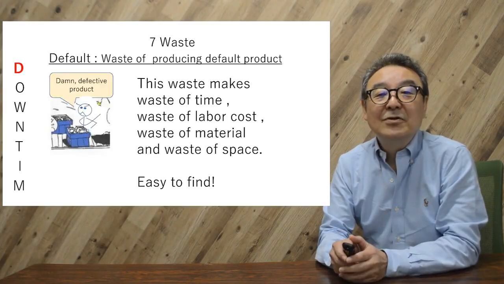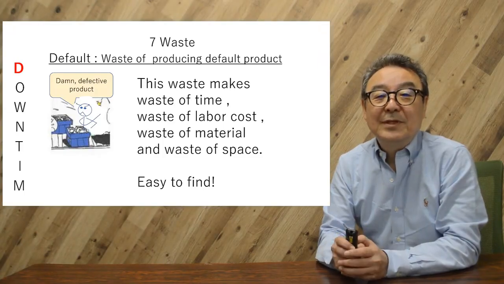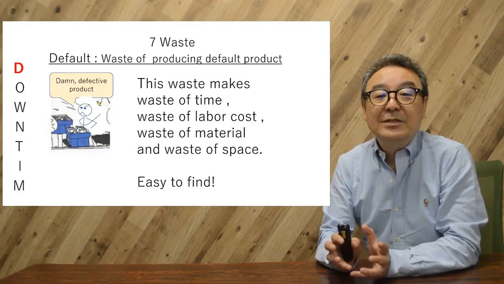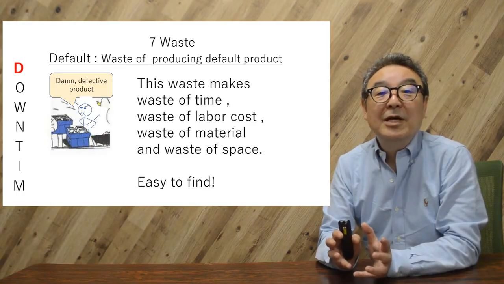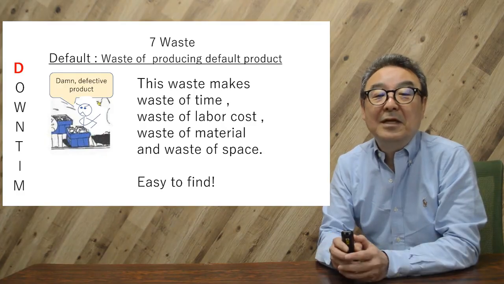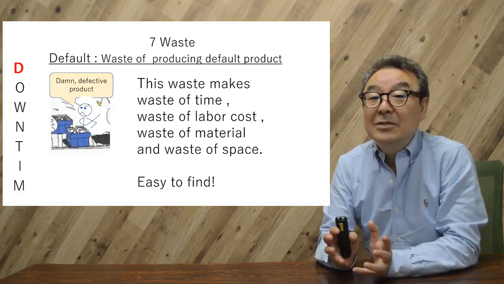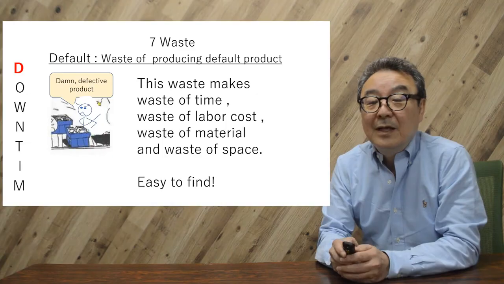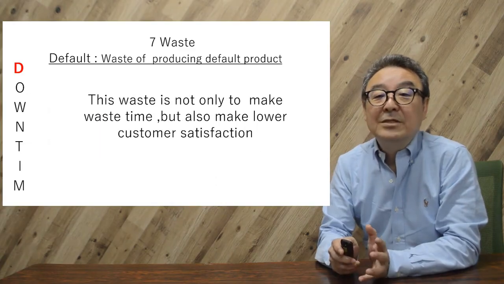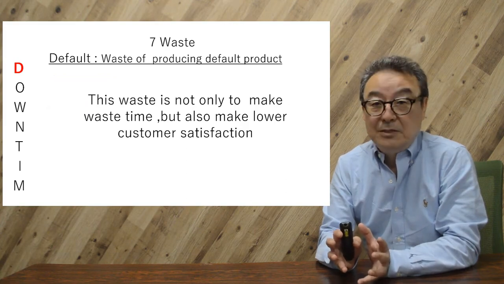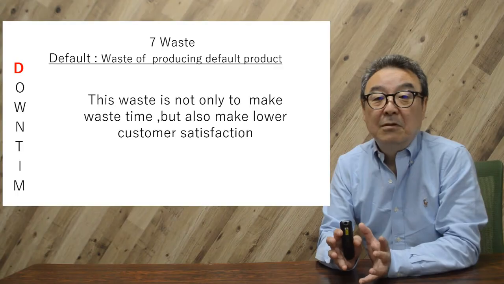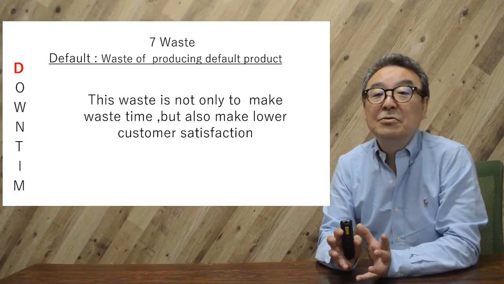D, defect. Waste of producing defective products. This waste makes waste of time, waste of labor cost, waste of material, and waste of space. And it's easy to find. Also, this waste not only wastes time, but also lowers customer satisfaction. So it's the first priority to eliminate.